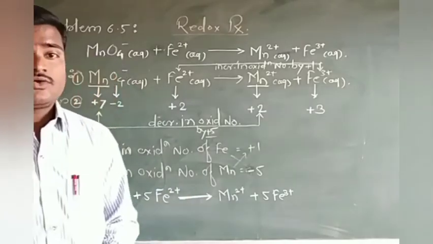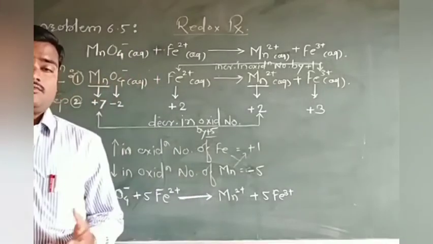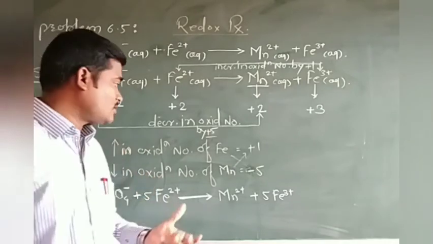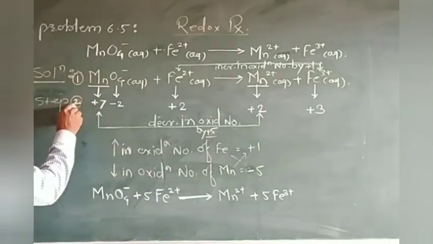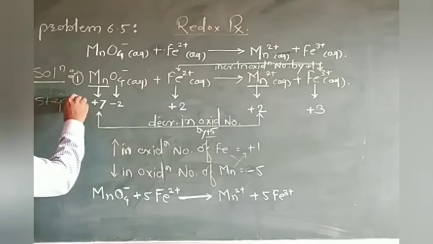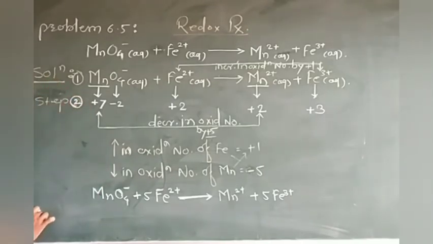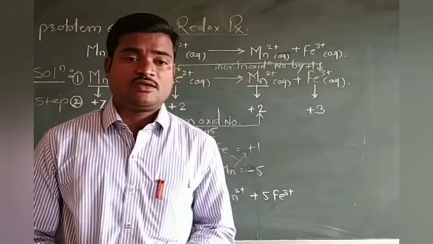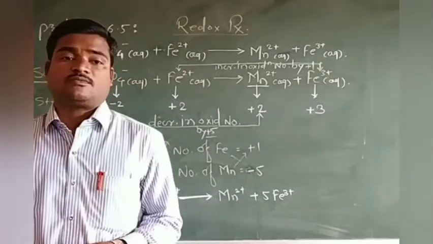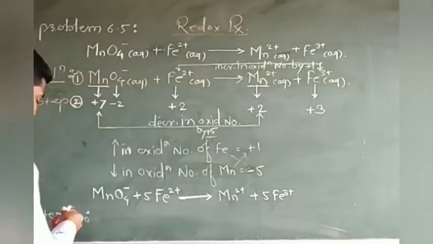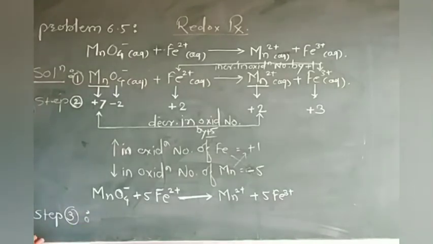After that, this is step 2 which we have now completed. In the next step, that is step 3, what you have to do here? In step 3, balance the oxygen atoms. You have to balance the O atoms from the given equation.